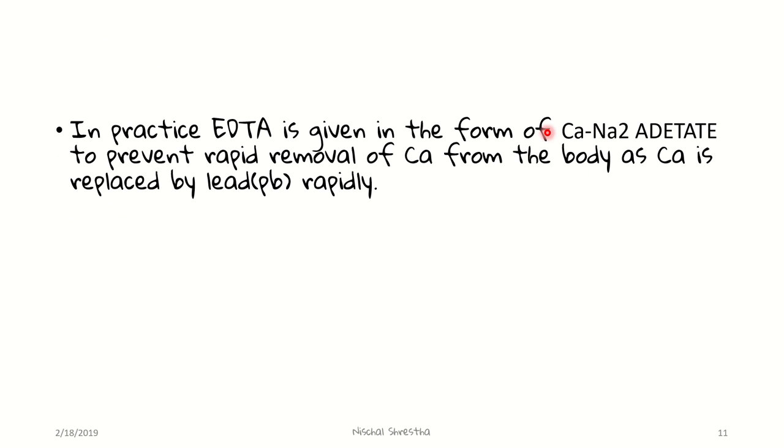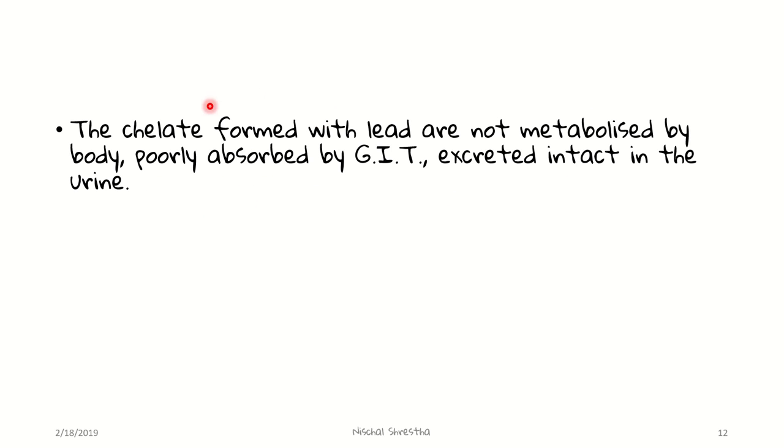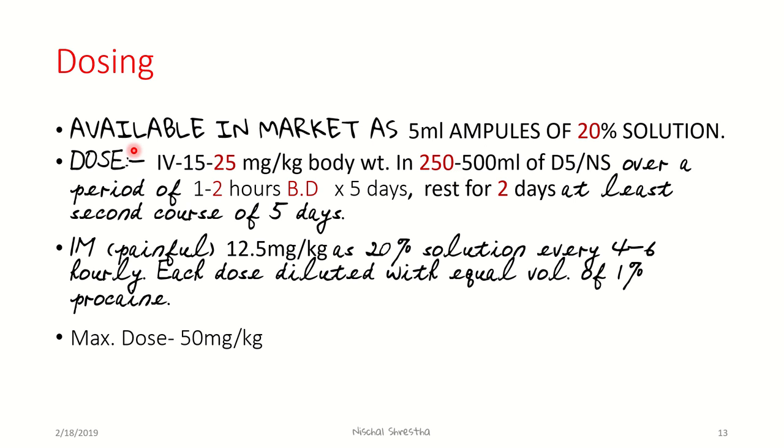Why is calcium given? Because lead poisoning leads to the removal of calcium from the body, so calcium is to be combined with EDTA. Also the chelate, the compound that is formed after the EDTA combines with lead, is not metabolized by the body, and that is good. It is poorly absorbed by the GIT, which is also good, and excreted intact in the urine, and this is very good. And for the dosing, it is also available as ampule, similar to BAL.